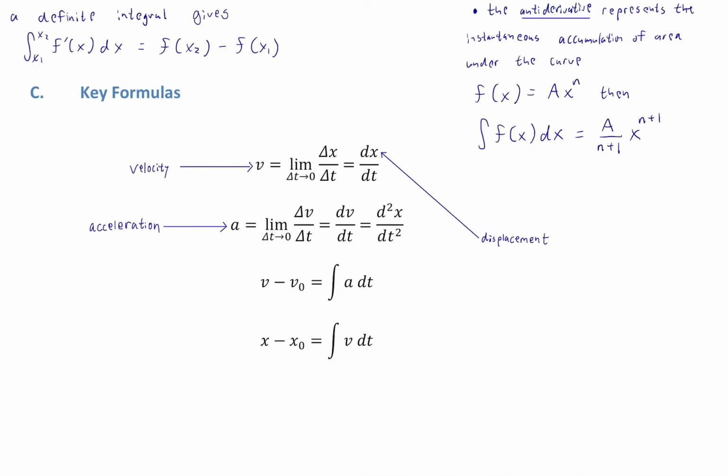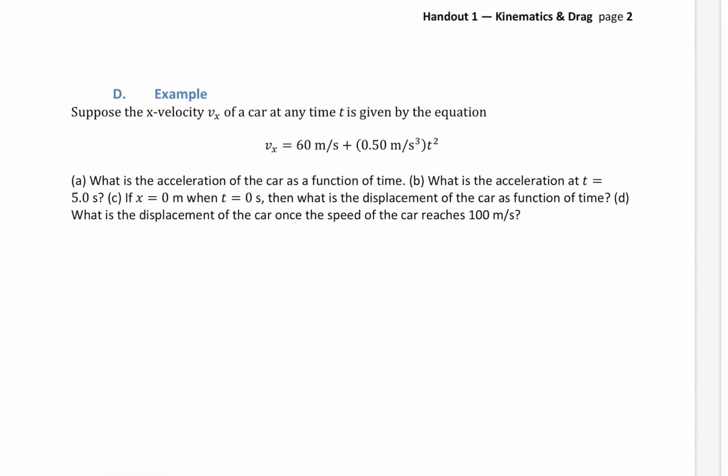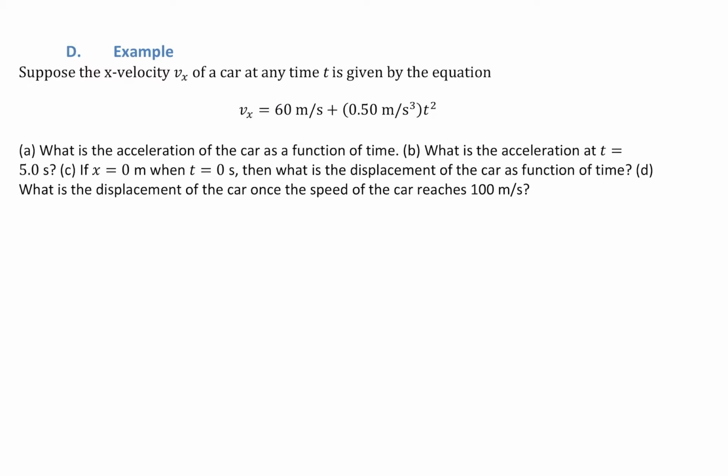All right, so let's put it to practice with one simple example. Here's the example I'm going to show you. It kind of captures a lot of the ideas. Suppose that the x component of velocity, so that's just v with the subscript x, of a car at any time t is given by this equation. Look at this equation here. This is the velocity equation for a car.